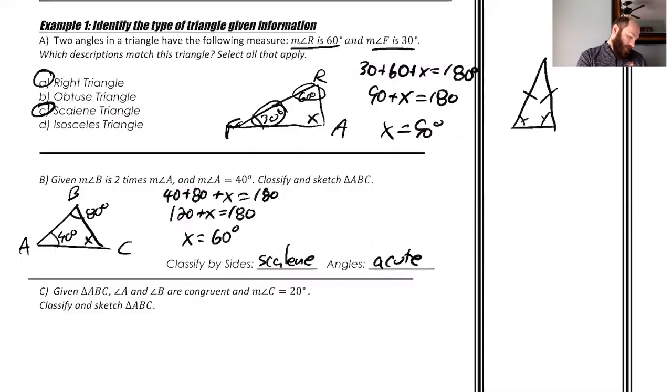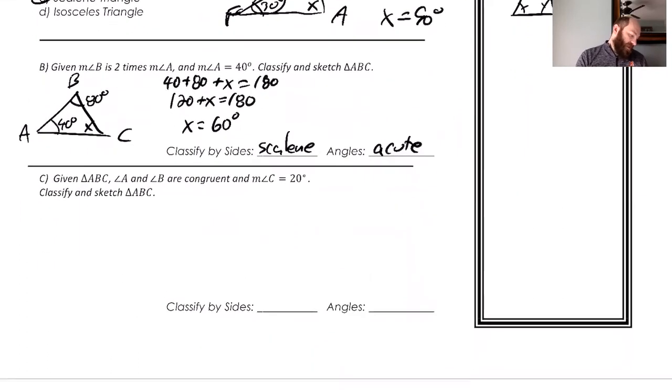All right. And given triangle ABC, angle A and B are congruent, and measure of angle C is 20 degrees. So one thing I know is that these 2 are congruent. So we know it's at least an isosceles. Could it also be an equilateral? No. Angle C here is 20 degrees. For it to be an equilateral, remember from the previous video, all 3 angles have to be 60 degrees. So I can actually just go ahead and say isosceles here. I have 2 congruent angles. I know it's an isosceles.